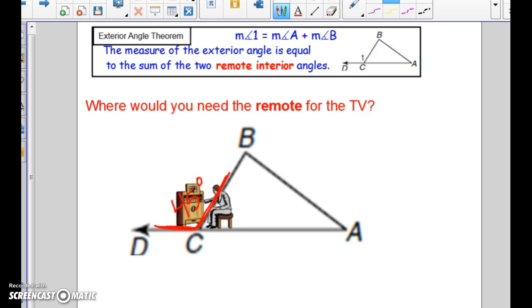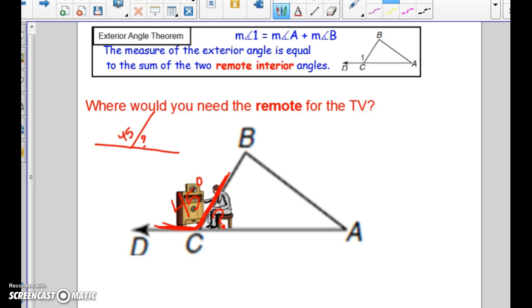Alright, here's the 45. How big is this angle right here? 26. Okay, let me give you another picture. If this is 45, how big is this angle right here?